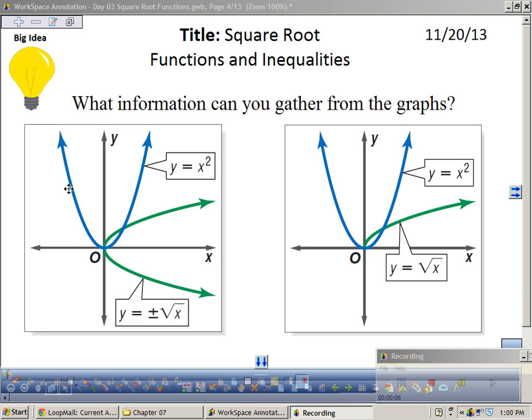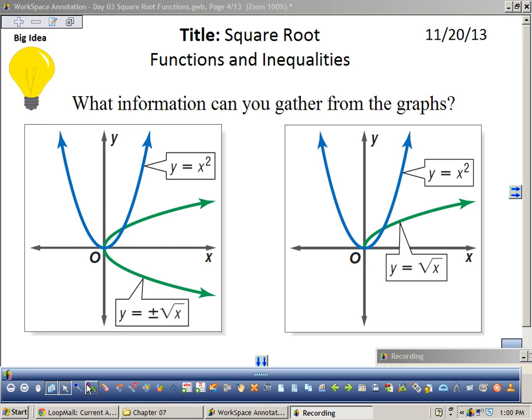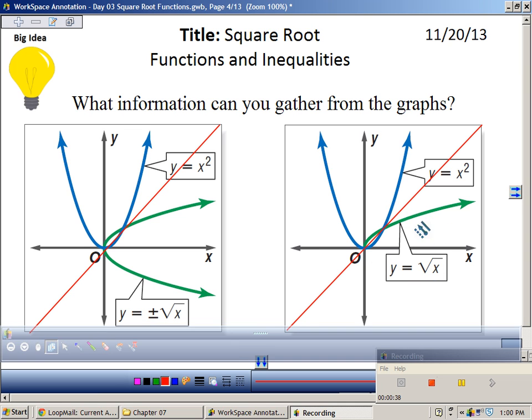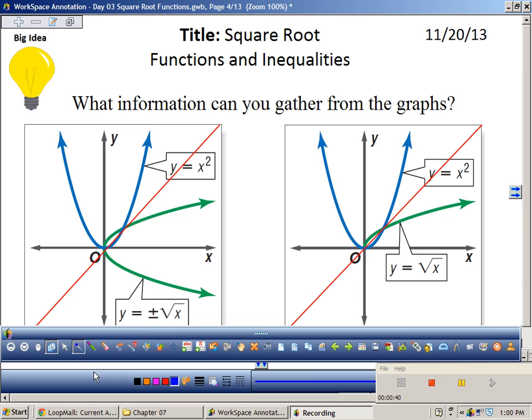Okay, so we already discovered that this right here is the parent graph of y equals x squared, right? So we know that the square root of x is the inverse function of that, right? So it gets actually reflected, correct? We just talked about that. This is the same thing, only what? It's only part of it. Why?